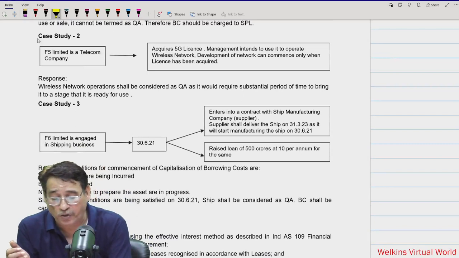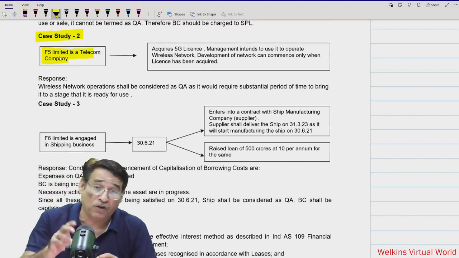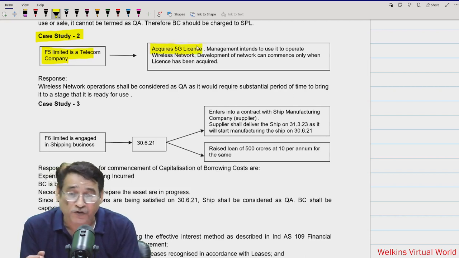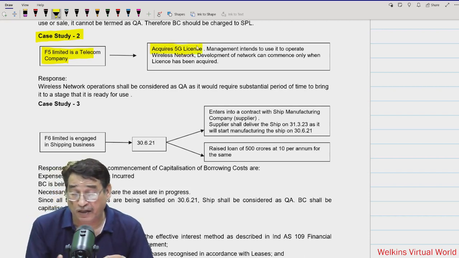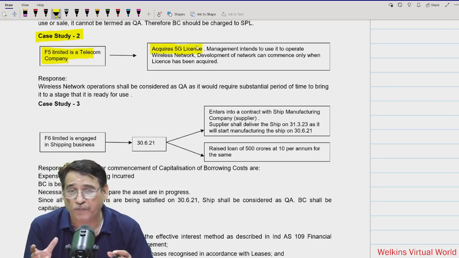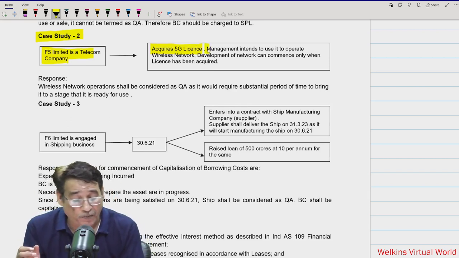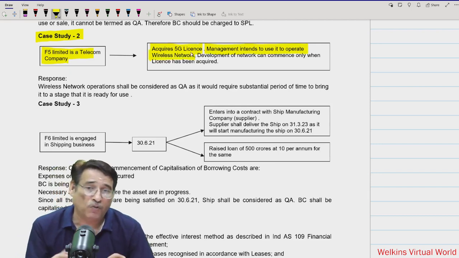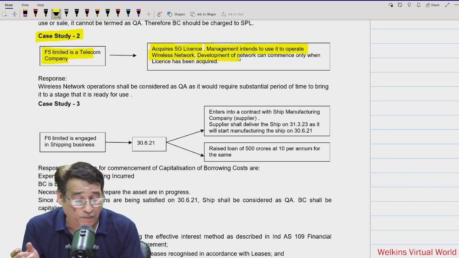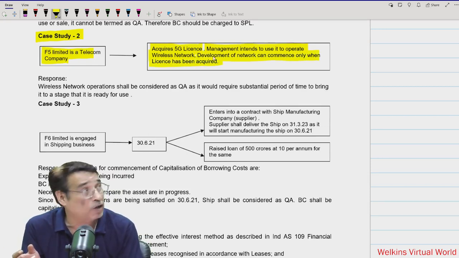Similarly, in case study 2, it is given to you that F5 Limited is a telecom company, correct? It is engaged in telecommunications, and it acquires a 5G license. Quite obviously, this entity is engaged in the telecom sector, as I told you, so it is interested in acquiring a 5G license because it wants to provide such services. Now, the management intends to use it to operate a wireless network. Quite obviously, this company is interested in operating a wireless network service, correct, which will provide 5G services. But the point here is that development of the network can commence only when the license has been acquired.